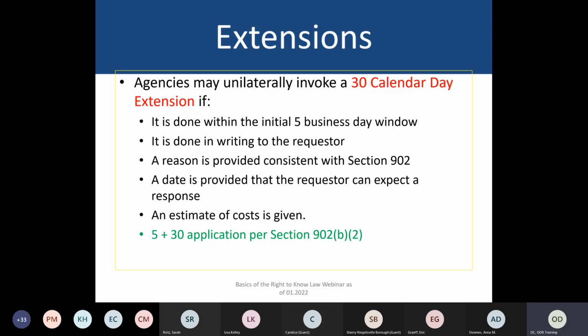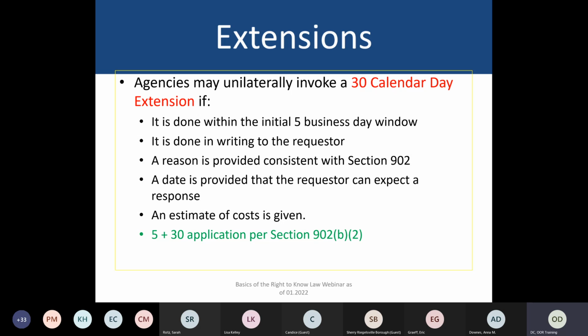And then an estimate of any costs that the requester can expect to incur. And it is just an estimate. It's not a hard quote. You settle up on the exact amount when it comes time to actually provide the records. So you've got the 5 business days, and then the 30 calendar days get tacked on to the end, as they basically start on what would otherwise be the 6th business day. And that's how this system works. Now, I want to caution you, do not get into the habit of automatically invoking the 30 calendar days if you don't need to.